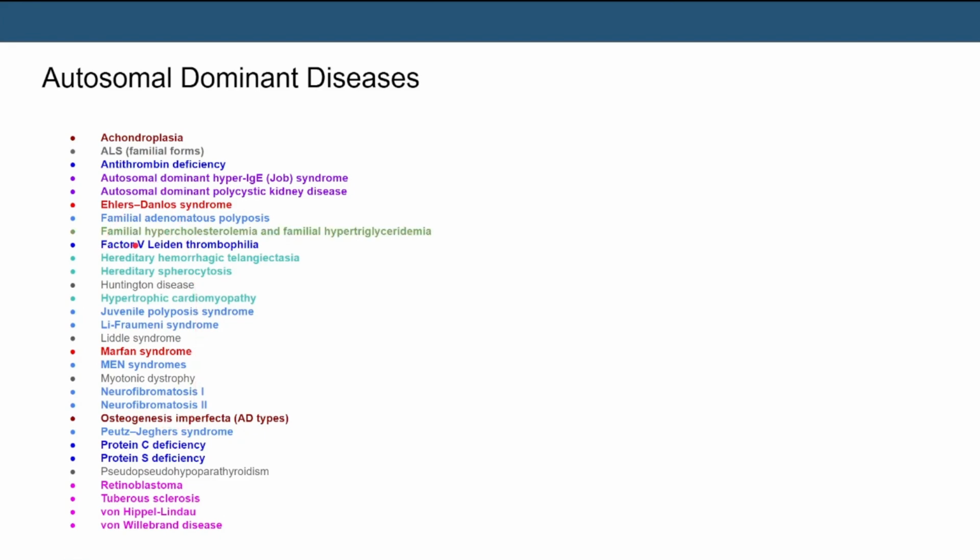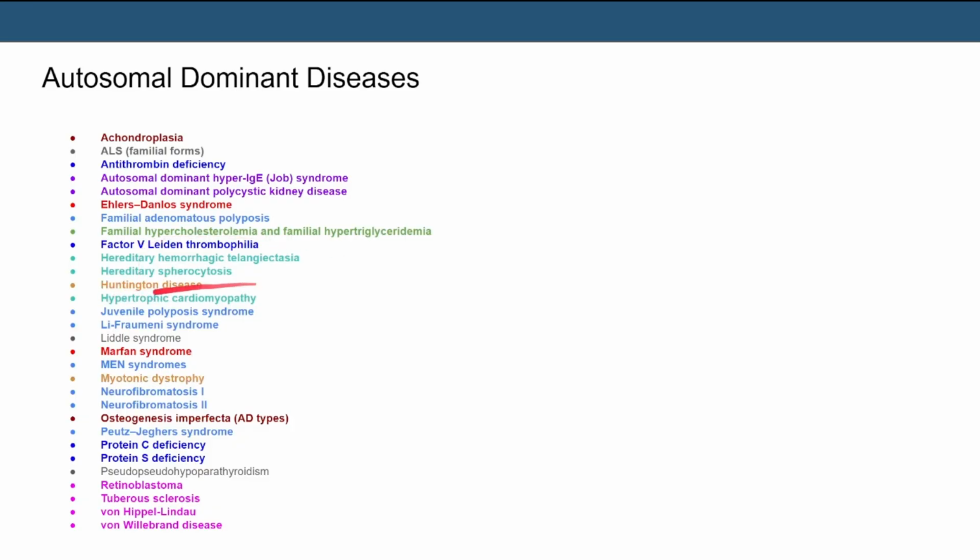We also have familial hypercholesterolemia and familial hypertriglyceridemia. So I can always imagine people always talk about their cholesterol levels being up, their triglycerides are up. So these two things, the cholesterol and the triglycerides, when they are familial, familial hypertriglyceridemia or familial hypercholesterolemia, these are going to be autosomal dominant diseases.